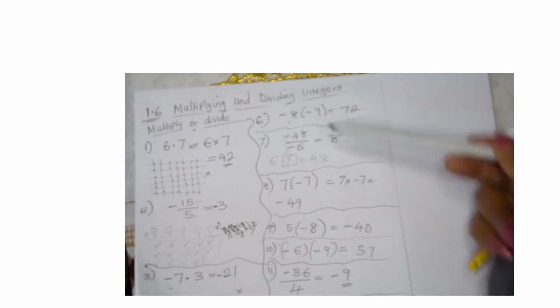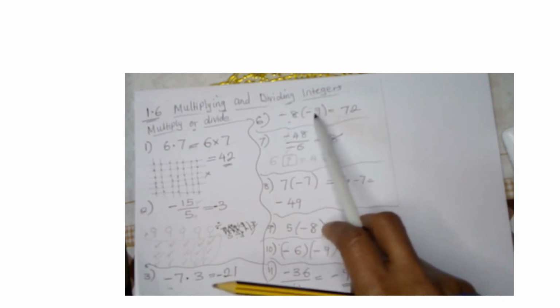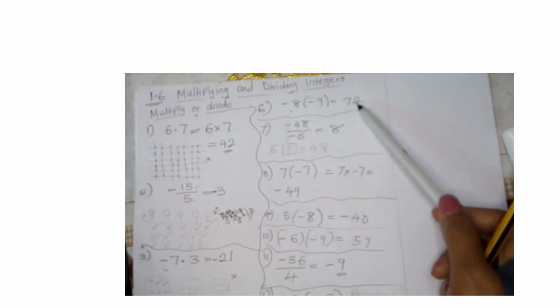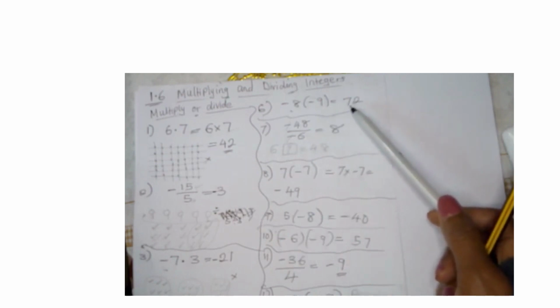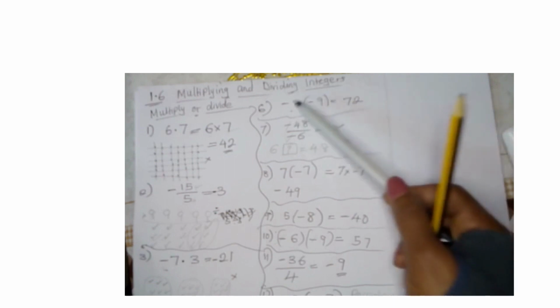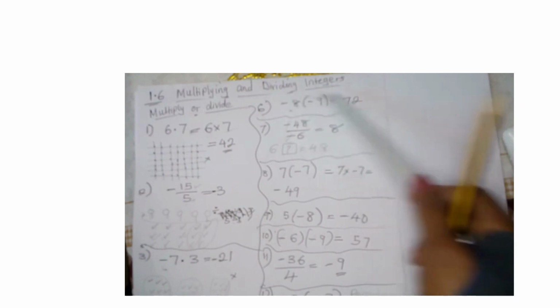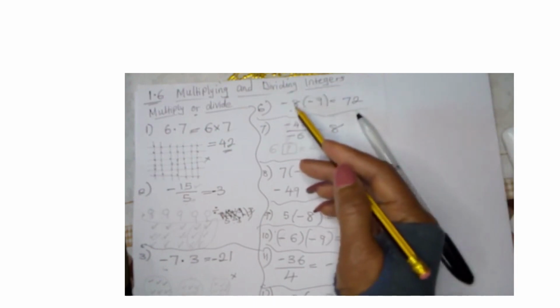So here you have -8 times -9 is 72. You can count like this. You can draw a vertical line for 9 and a horizontal line for 8. Count where they meet, and you get the answer. Whichever answer you get must be positive, because both of the numbers have a negative sign on them. So -8 times -9 will give you positive 72.